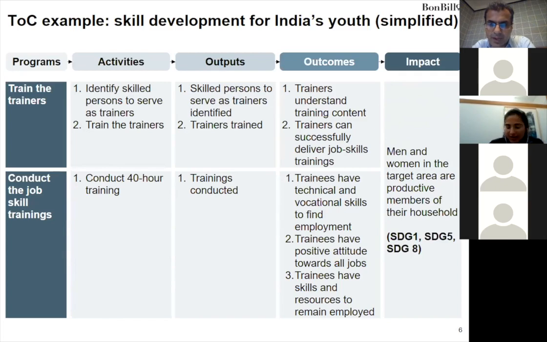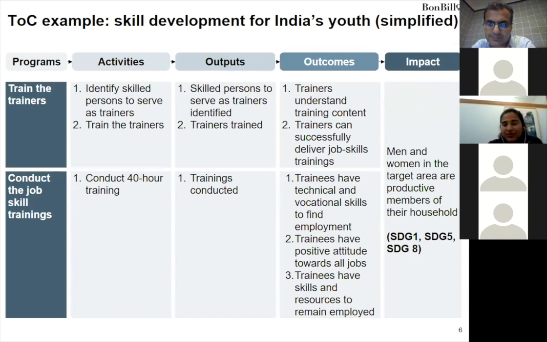On the other hand, conduct the job skills trainings, right? So once you've trained the trainer, they are actually conducting the job skills training. So the companies had set up their modules around conducting 40-hour training. The output of that is the training conducted. Again, often you'll see businesses have number of trainings conducted and number of persons who have attended the training. But these are just output level indicators. They don't actually measure any impact or any outcome, right? So you need to actually measure the people that you train, have they actually gained the technical and vocational skills that you supposedly taught them?